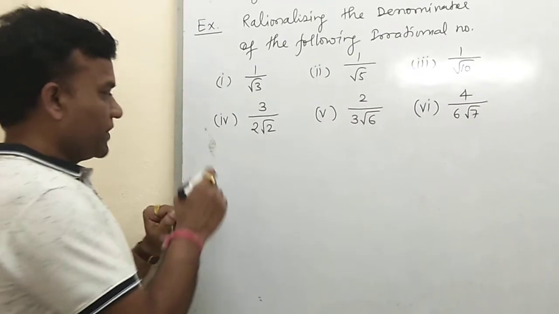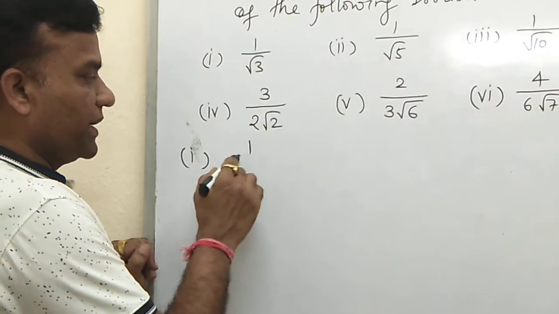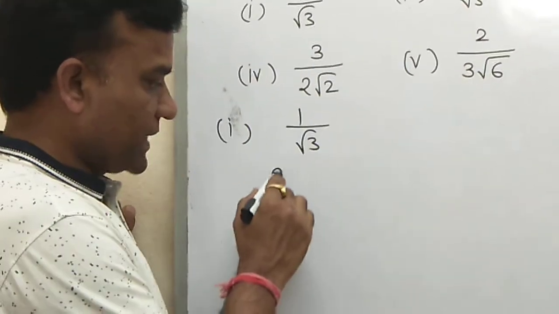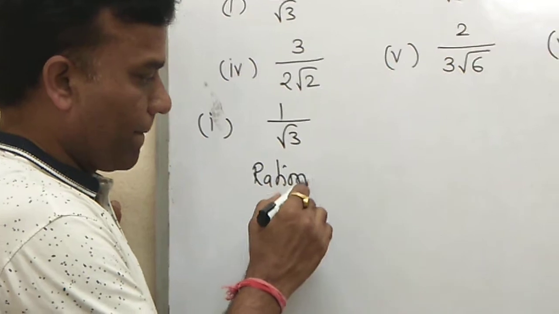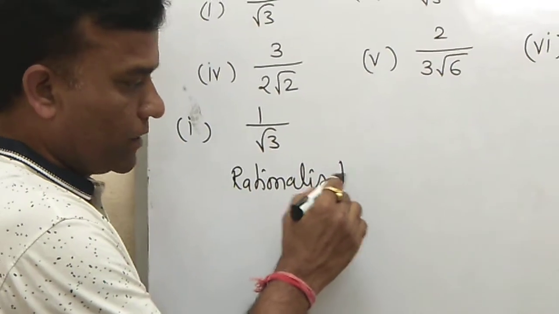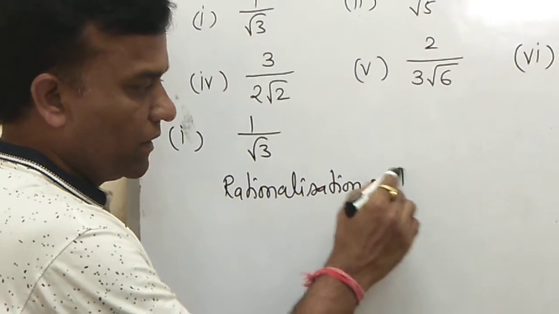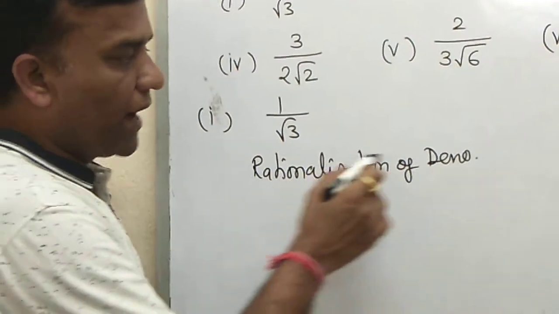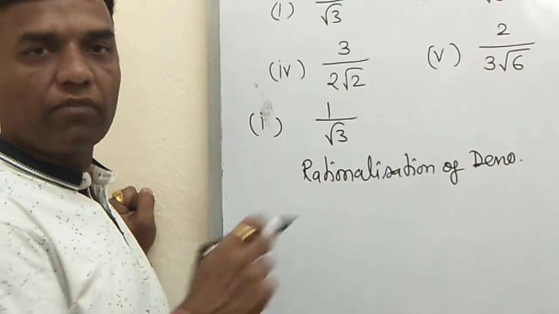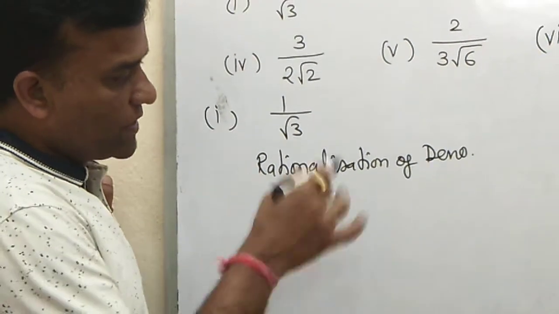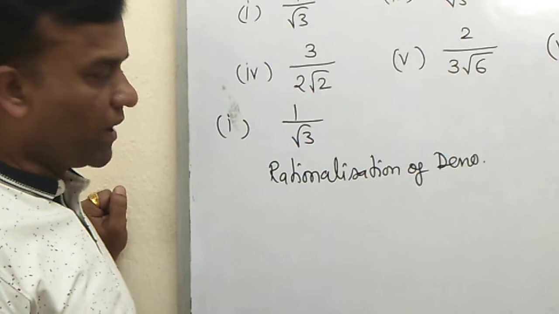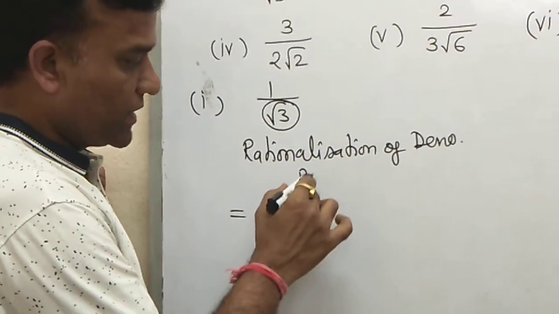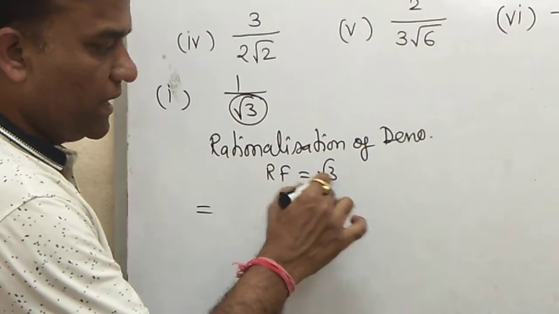So first we try to convert into a rational number by rationalizing the denominator. We have the example 1 by root 3, so the rationalizing factor is root 3. For rationalization of denominator you write down ROD, the shortcut of rationalization of denominator, because we don't always write the full phrase. Your factor is root 3, so you write RF is root 3.